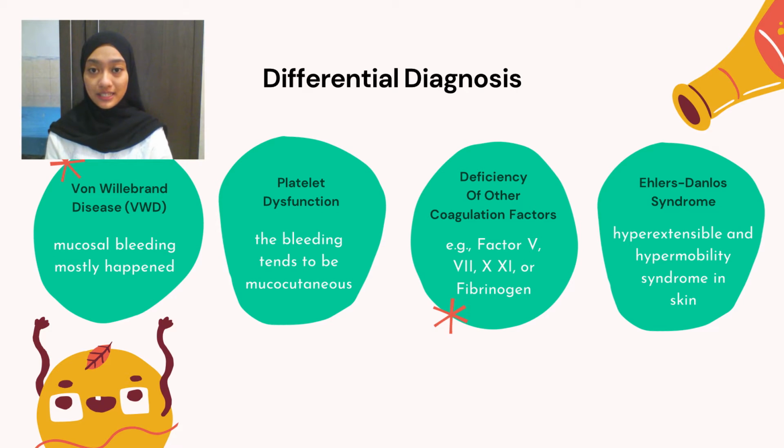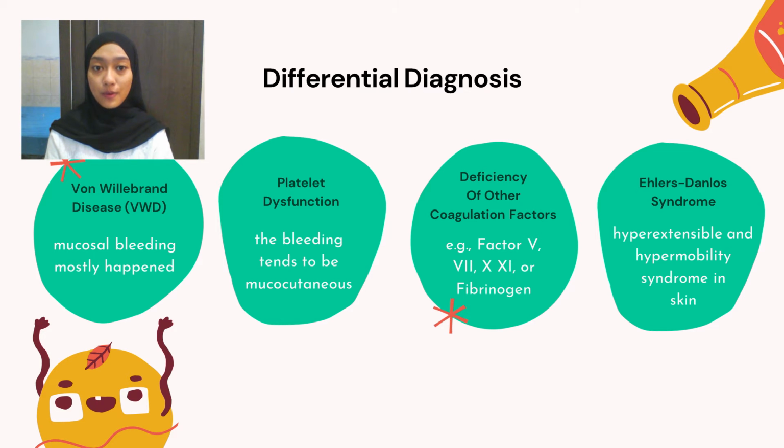The second is platelet dysfunction. Different from the bleeding type in hemophilia, which occurs in the musculoskeletal system, the bleeding in platelet dysfunction tends to be mucocutaneous. The third is deficiency of other coagulation factors. It can be factor 5, 7, 10, 11, or fibrinogen. This differential diagnosis can be achieved by carrying out specific coagulation factor assays in order to know which coagulation factors are deficient. The fourth is Ehlers-Danlos syndrome.